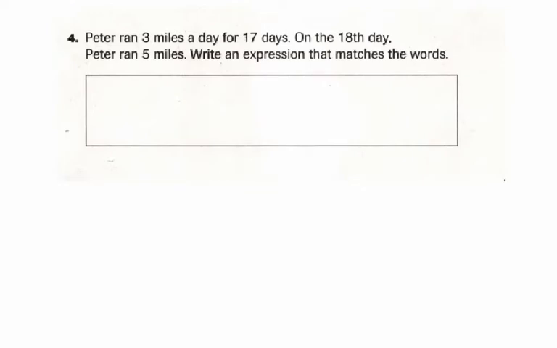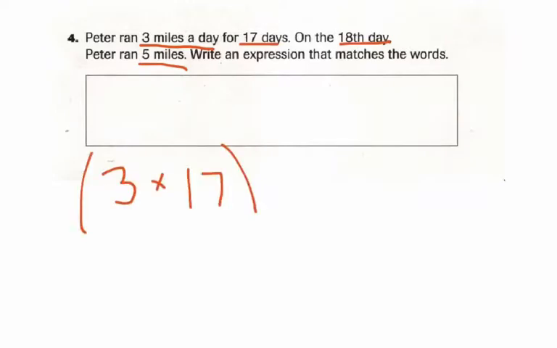Read and unpack the problem, and then resume the video for the answer. So you can see I've outlined the key details. He ran 3 miles a day for 17 days, and then on the 18th day, or one more day, he ran 5 miles. So I can put parentheses around the first part of the expression and then add the final bit. So 3 times 17 would be, using the distributive property, 30 plus 21. So it's 51 plus 5. So he ran a total of 56 miles.